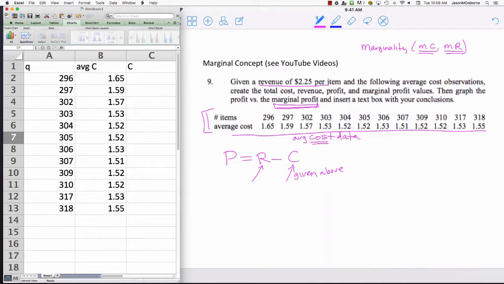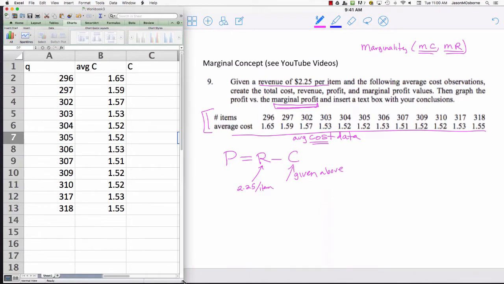Okay. Key formula to remember is that the profit is equal to revenue minus cost, and the revenue we've got at $2.25 per item. So we have enough here to generate the profit data. If you would take a moment to put into Excel, as I've done over here on the left, the quantity versus the average cost, then we could start to build up our table. So let's take a look here.